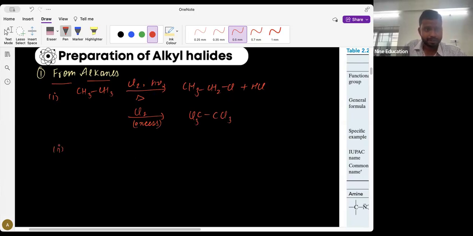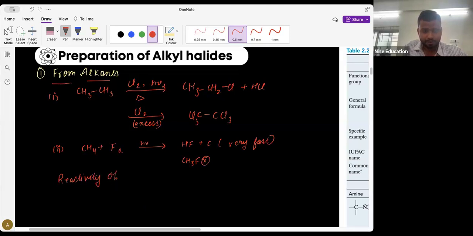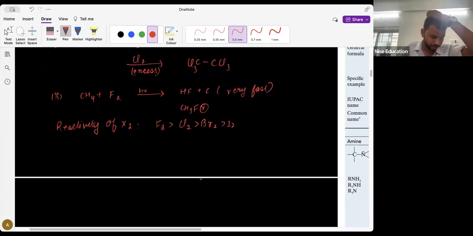And the second one we have seen, let's say we have CH4 and we do fluorination of this. For fluorination, we all know fluorination is a very fast process in comparison to chlorination. So this reaction will be very fast, so you can't form CH3F. CH3F you can't form by this reaction, beta. As you all know, for the reactivity of halogens X2, fluorine will give us a very fast reaction, then chlorine, then bromine, then iodine, beta. This is about the reactivity of the X2 group.